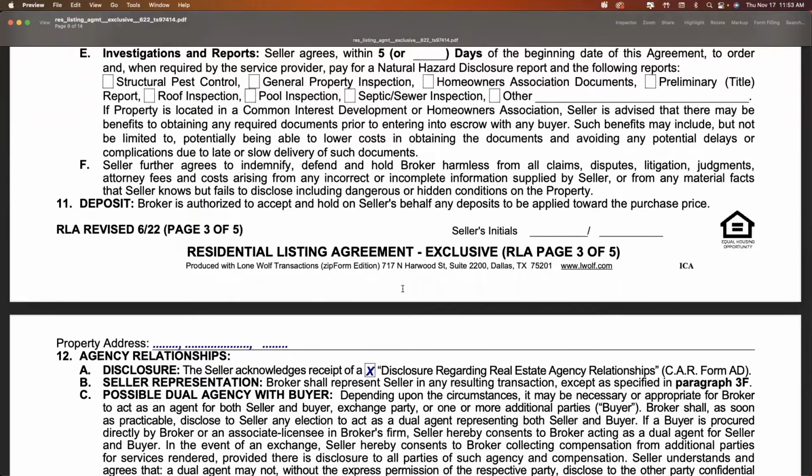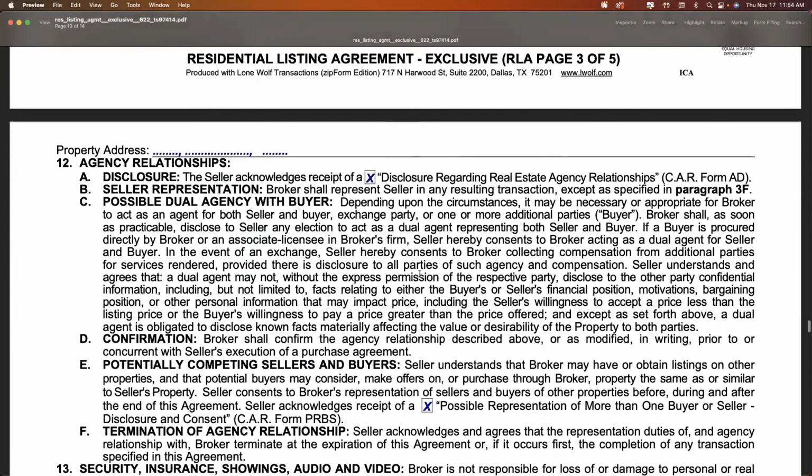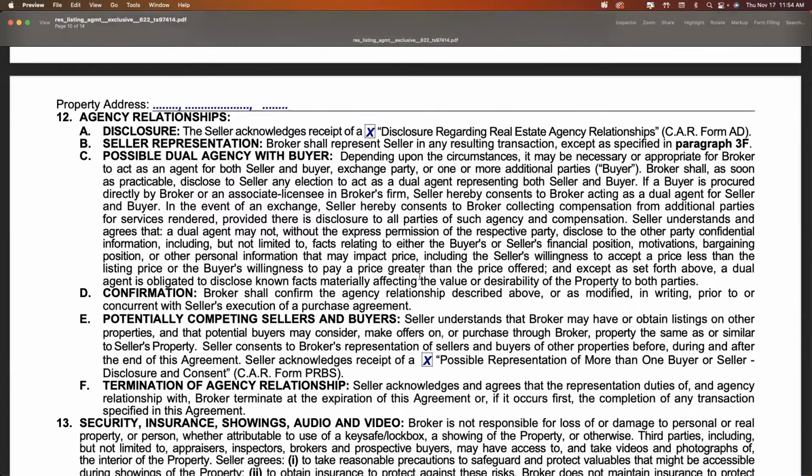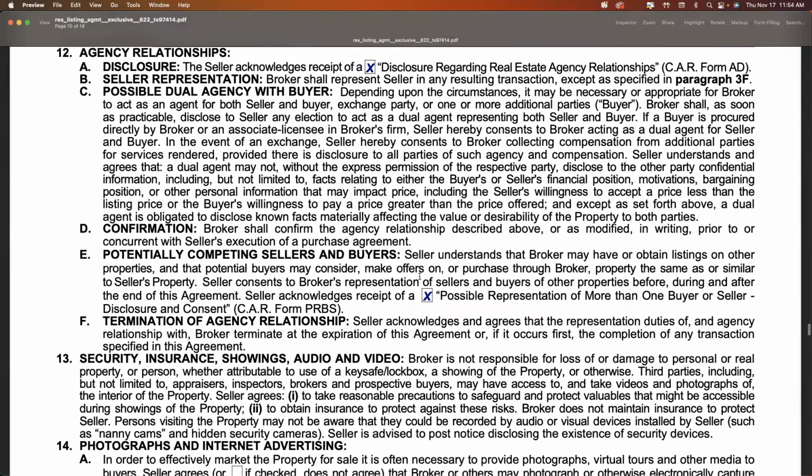Okay. The deposit, it says like, hey, we're authorized to accept and hold on seller's behalf any deposits. You're not holding, as listing agent, you're not holding any deposits. Okay. This is about the disclosure regarding agency relationships, and it explains dual agency. It just goes into that confirmation and more disclosures about that agency relationship disclosure that we did last week.